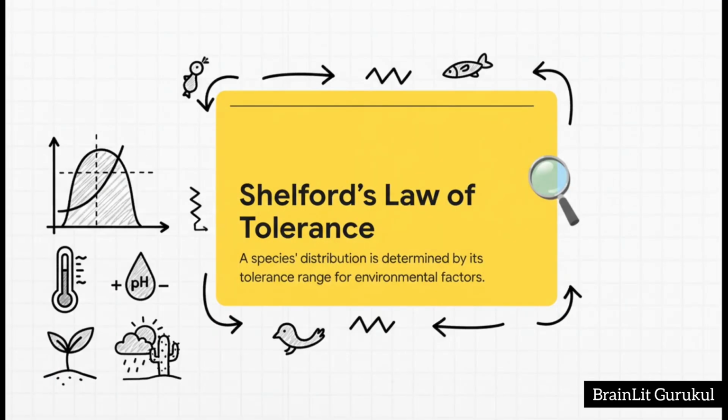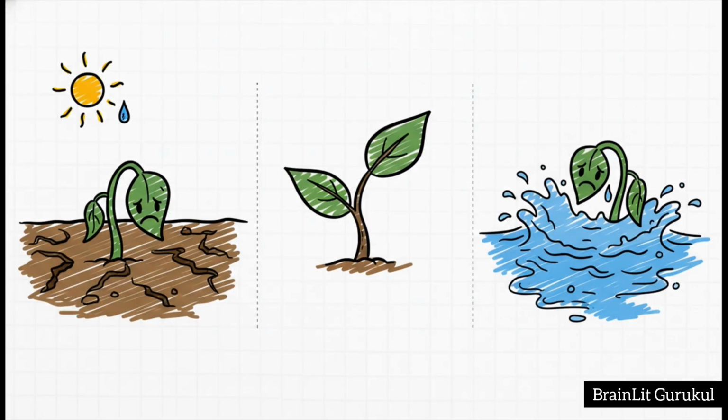And here it is, the formal definition, cooked up by Victor E. Shelford, way back in 1911. It's such a powerful idea when you think about it. For any environmental factor, we're talking temperature, pH, saltiness, moisture, you name it, an organism has a very specific range it can handle. Where you find it in the world and how many of them you find is all dictated by these ranges.